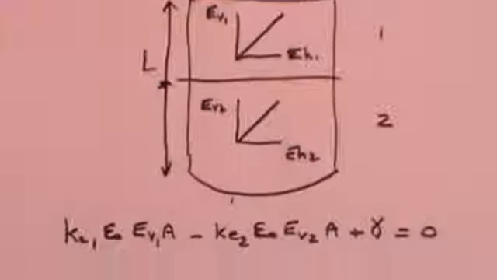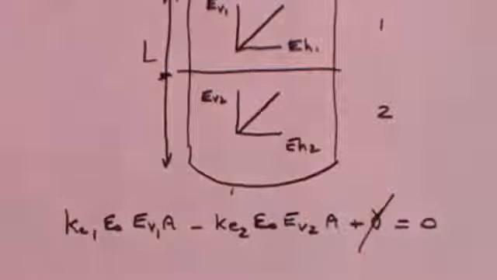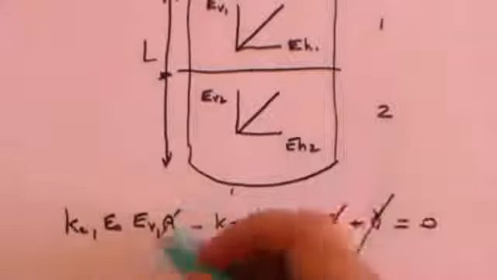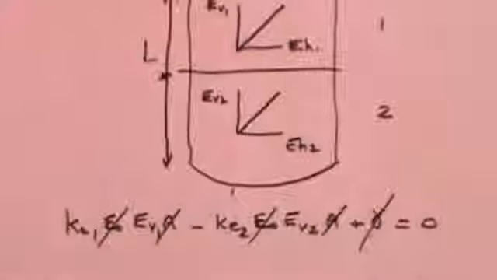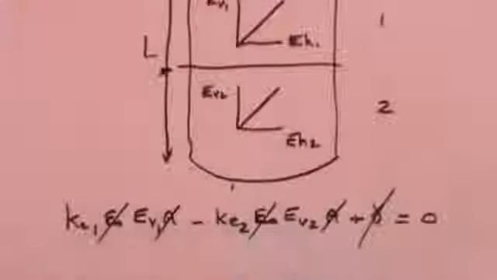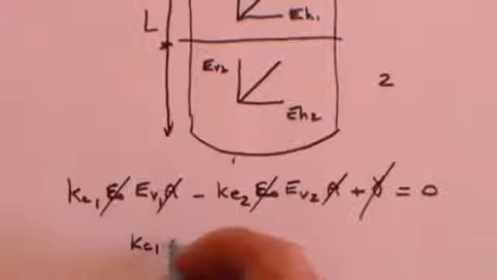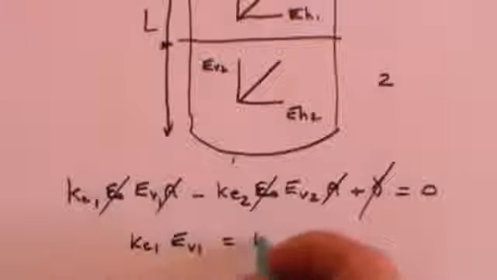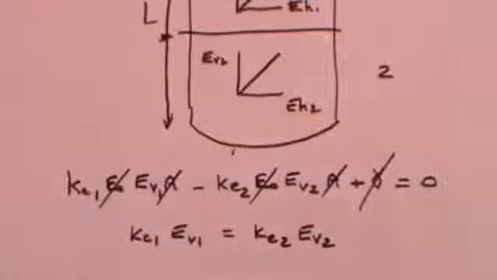Well, there are no sides because we've shrunk the sides to 0. Consequently, that term disappears. And because we've got an equation which equals 0, we can divide both sides, if you like, by A. So A now disappears. We can also divide both sides by epsilon naught. So epsilon naught disappears. And we can take the remaining term on the other side of the equation, and that will give us that KE1 times EV1 equals KE2 times EV2.